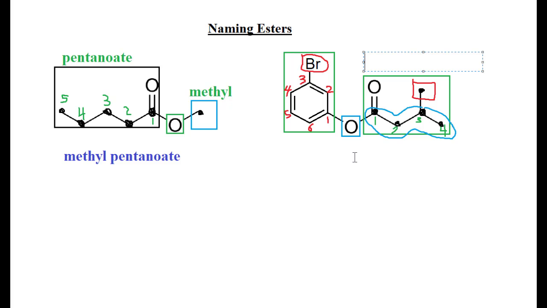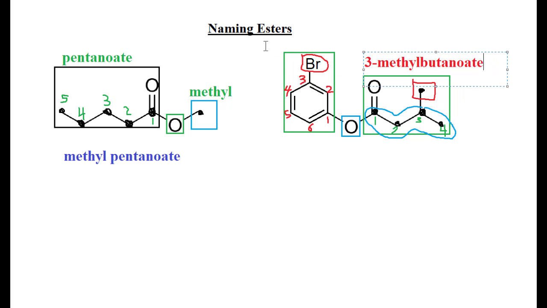The right-hand side, the more important side, has a methyl group, and the methyl group is off carbon number 3. So I'll start with 3-methyl. But also, the main chain is 4 carbons. And so that'll be butanoate. Notice it gets the -oate ending because it has the double bond O, and it's the more important side.